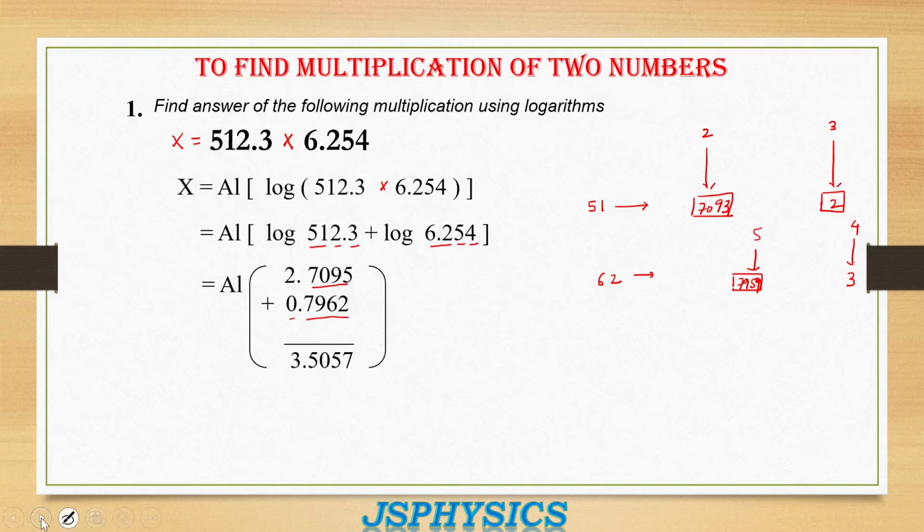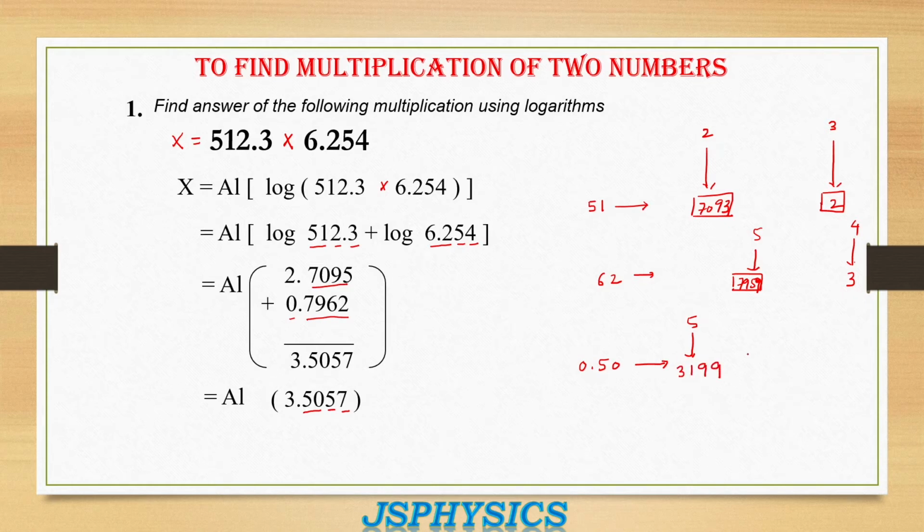Once we know this, we have to find now its antilog. So the next step will be antilog of 3.5057. Now we have to open the anti-logarithmic tables in the book and we have to search for this number: 0.50, 5 and 7. So in the row of 0.50 under the column of 5, which number is written? We have to find that. The number you'll get is 3199.